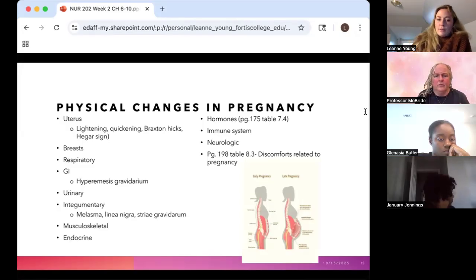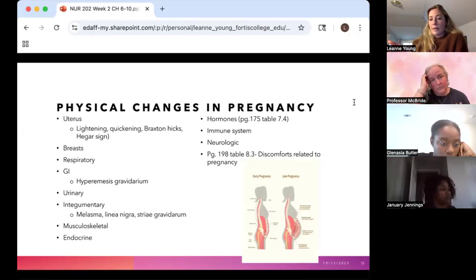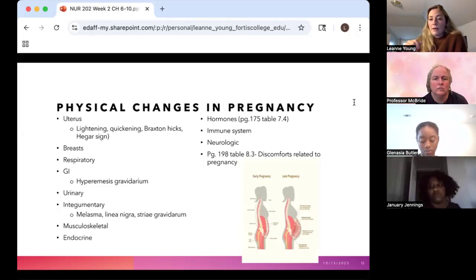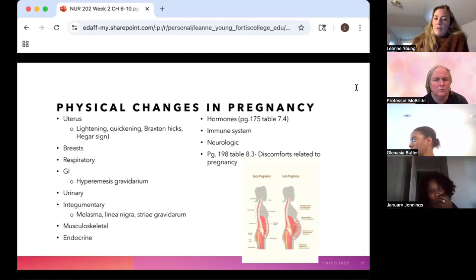Your musculoskeletal system, it's not uncommon to see a change in posture due to your weight shifting and changes. Women also complain of a lot of back pain. That can be because of where the baby is lying, the way that their body is changing and growing. So that is common. If they ask about seeing a chiropractor, it is always best to refer them to their gynecologist.